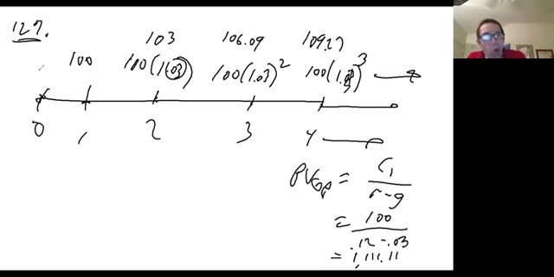It may not be soon. It may not be for 1,000 years from now, but at some point in time, I'm going to run out of money if I start out with less than that. So that's the present value of a growing perpetuity.